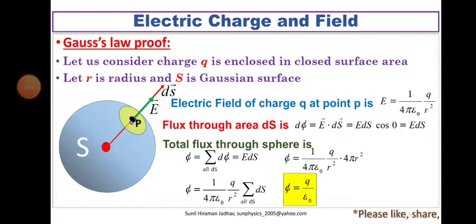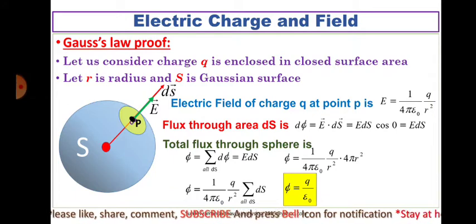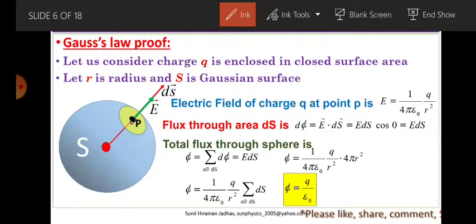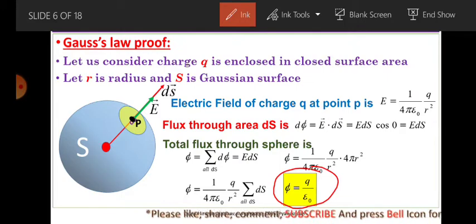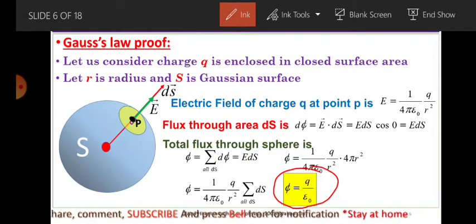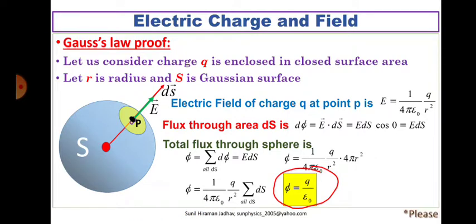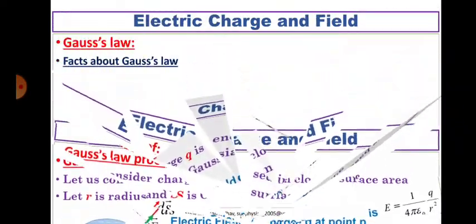Hello students. In our previous video we discussed the concept of electric flux and Gauss law, and we have also proved the statement of Gauss law. In that proof we saw that the flux can be given by Q upon epsilon 0, which was the statement of Gauss law. Now after this we are going to some facts about the Gauss law. What are those facts? Let us go one by one here.